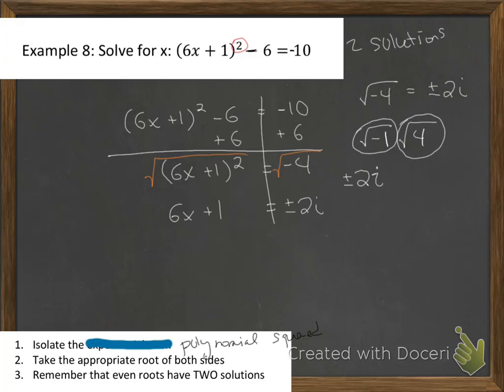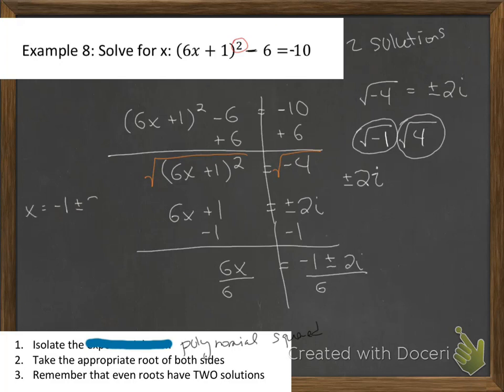Okay, so this is the first example that we've done in this video so far that had a complex solution. But it's actually very similar to how we've solved all the other ones. So we're going to subtract 1 from both sides of the equation. So I have 6x is equal to negative 1 plus or minus 2i. Then we have to divide both sides by 6. So we have x is equal to negative 1 plus or minus 2i all over 6.